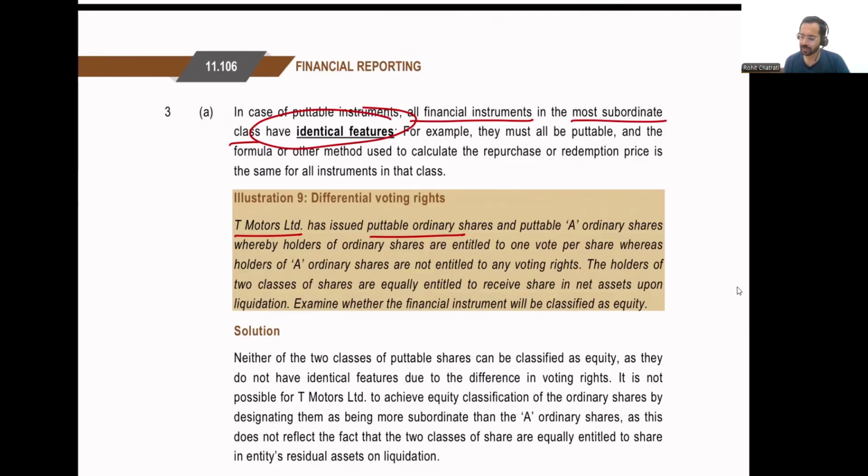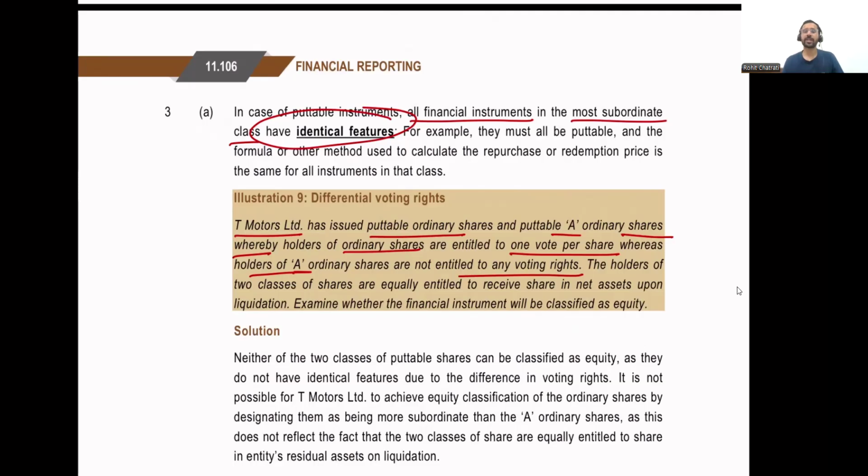All right, so T Motors Limited has issued puttable ordinary shares and puttable A ordinary shares, whereby the holders of ordinary shares are entitled to one vote per share, whereas the holders of A ordinary shares are not entitled to any voting rights.